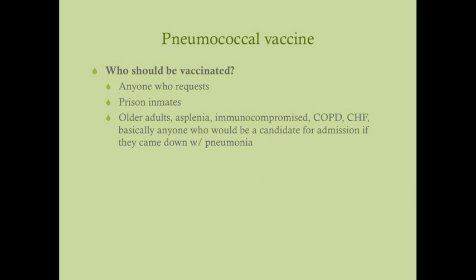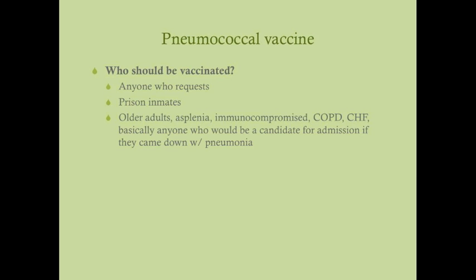Okay, when do we vaccinate a patient for pneumonia, the pneumococcal vaccine? Well, really, you should vaccinate anybody who requests to be vaccinated. Also, prison inmates should be vaccinated. And older adults, asplenia, immunocompromised, COPD, CHF. Why does that look familiar? Because those are all the patients that you would admit if they presented to the ED with pneumonia. Okay, so just remember it that way. Anybody who's at risk for admission, if they need to be admitted to the hospital for pneumonia, they should probably be getting the pneumococcal vaccine.